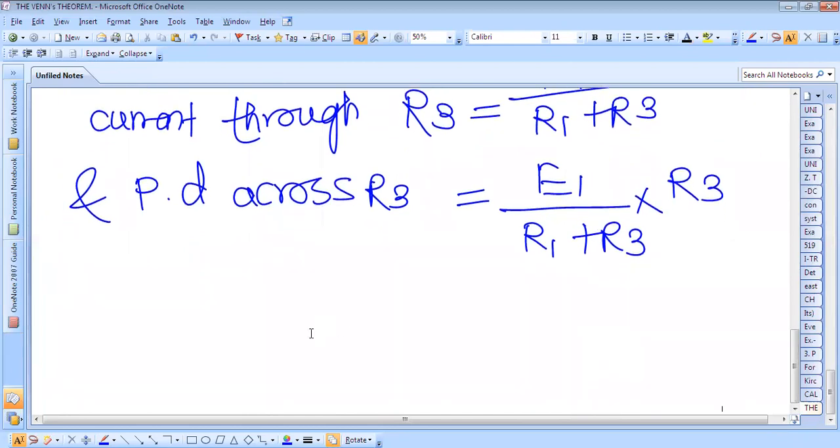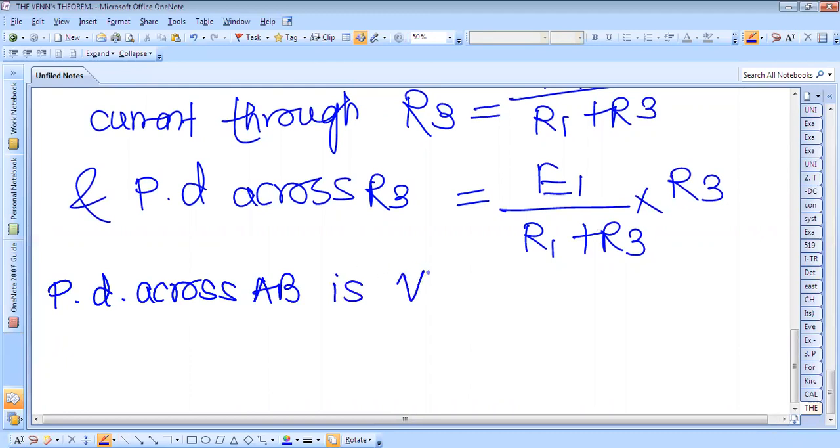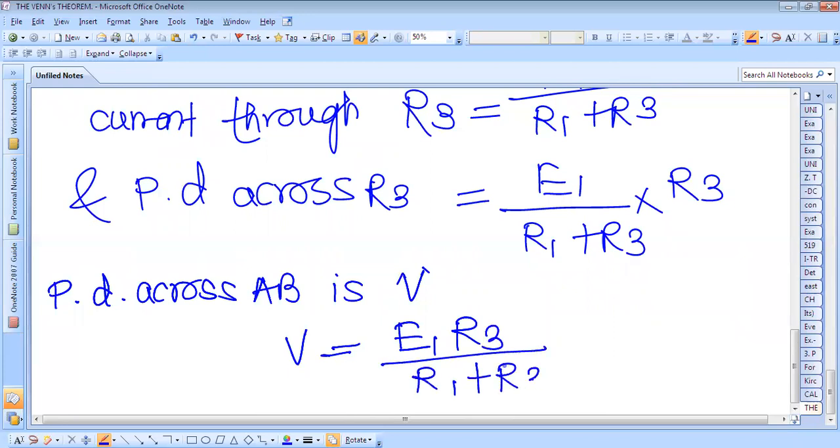Therefore, the potential difference across AB, we'll consider this as V. Voltage V is nothing but E1 into R3 by R1 plus R3, if you view from the open circuit terminal. This shows the network with the load disconnected and the battery replaced by its internal resistance.